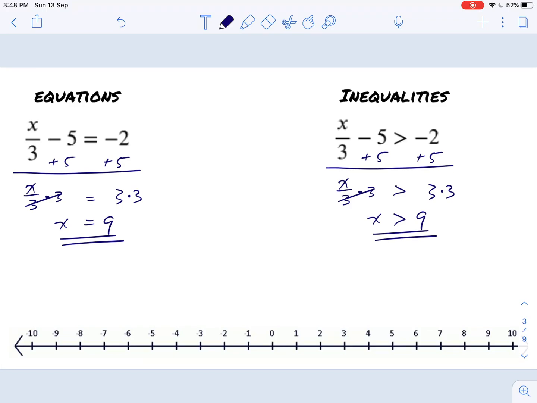If I wanted to show it on my number line, I would go to 9. I'm going to use an open circle because it's greater than, not greater than or equal to. And then my arrow, I don't have a whole lot of room to work with here, but it would be shooting off to the right.